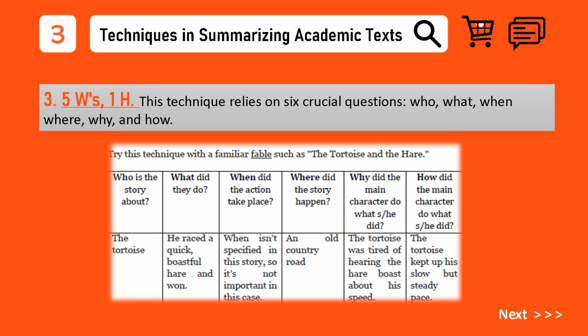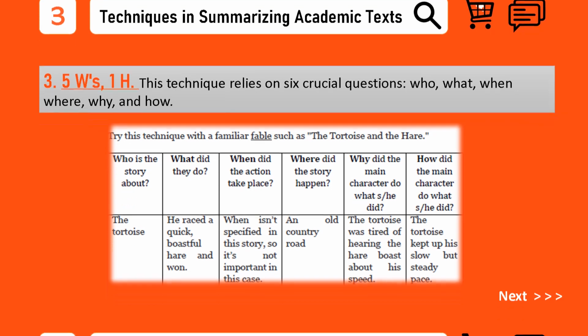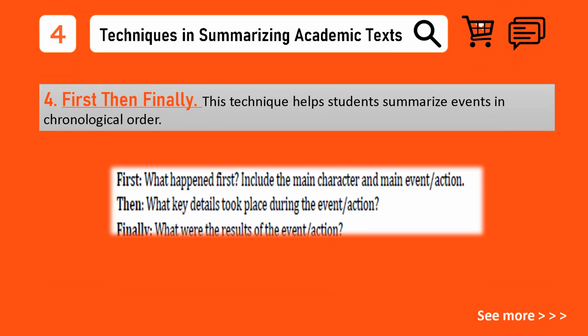Is the third technique clear for you? Nice. Let's move to the fourth technique. The fourth technique is called first, then, finally. This technique helps students summarize events in chronological order. First, what happened first? To answer this question, you also include the main character and the main event or action in the story. Next is then. What key details took place during the event or the action? And for the finally, what were the results of the action or the event?